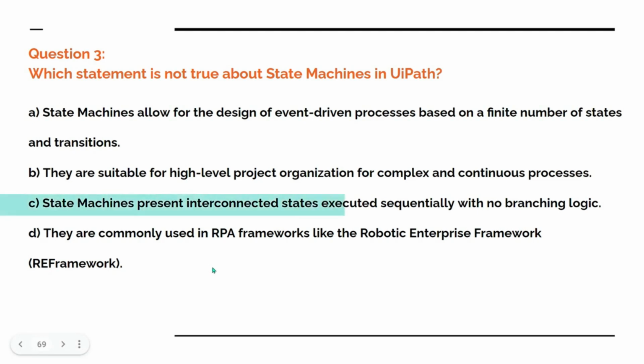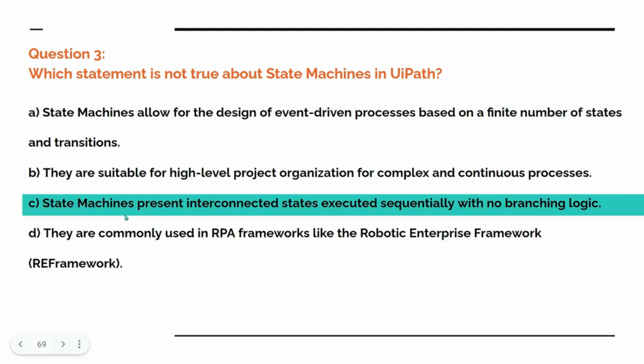So let's see, the right answer for this is: state machines present interconnected states executed sequentially with no branching logic. So this is an incorrect statement. Now the other statements are right. It is talking about executed sequentially. No, state machines will have branching, right? So this is not right. Now option A, state machines allow for the design of event-driven processes based on a finite number of states.